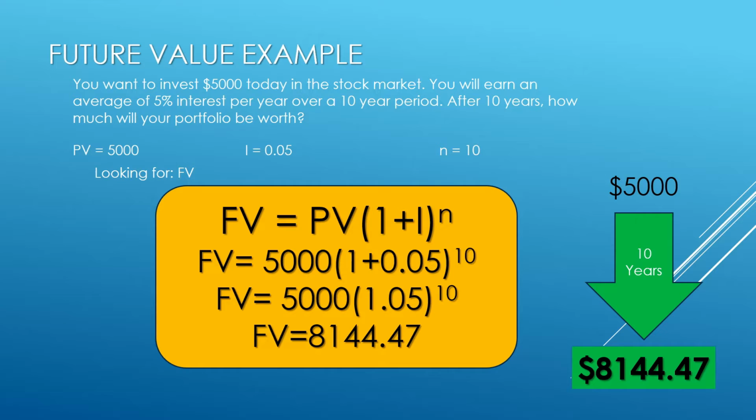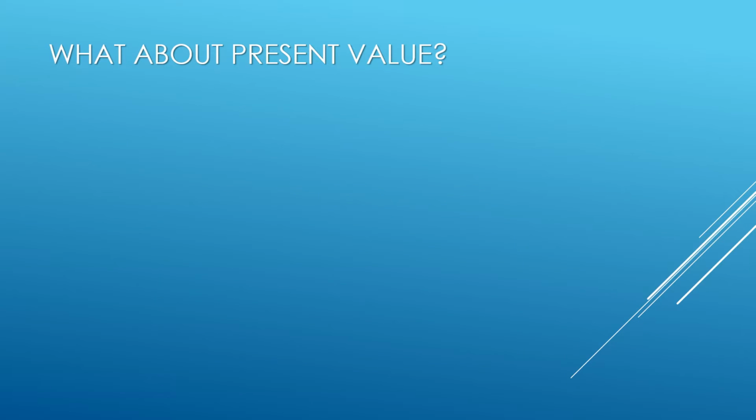So we've done our future value, how much money we're going to have in the future, but what about if we want to know the opposite? We want to end with a certain amount of money, and we want to know how much money to put in to begin with. This is going to be called present value.